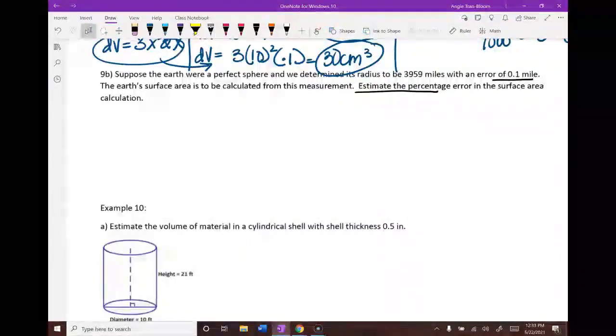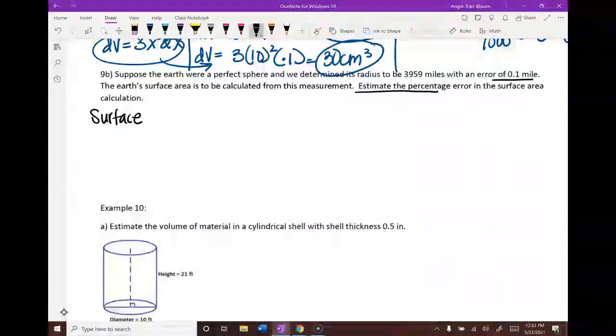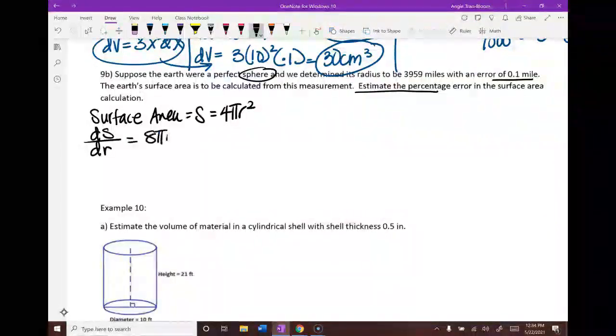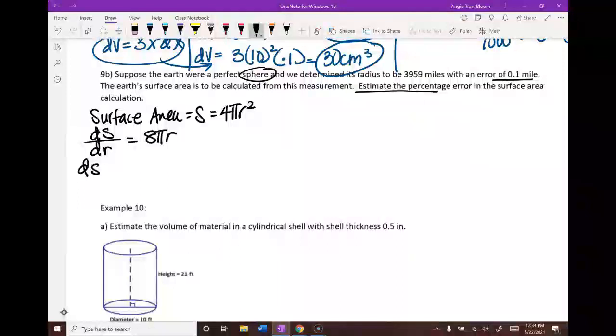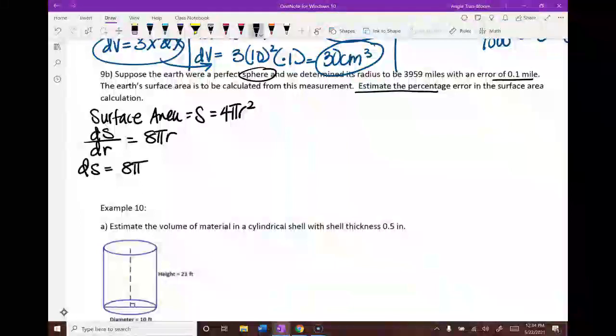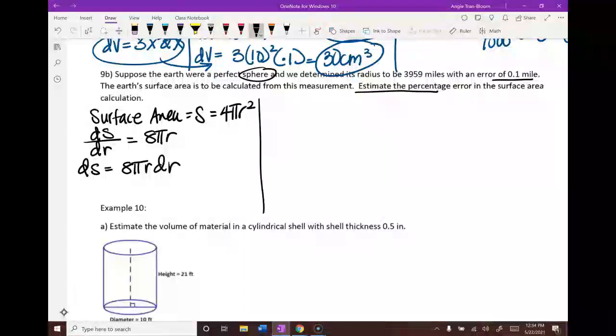So here we go. Let's start with the surface area, which is S, which is going to be 4 pi r squared for a sphere. Then we are going to try to do the derivative, the change in surface with the change in radius, 8 pi times r, and if we just want the change in surface all by itself, we multiply dr to both sides, so 8 pi times r times dr. Okay, so that is that for now. Well, let's go back and check really quickly.